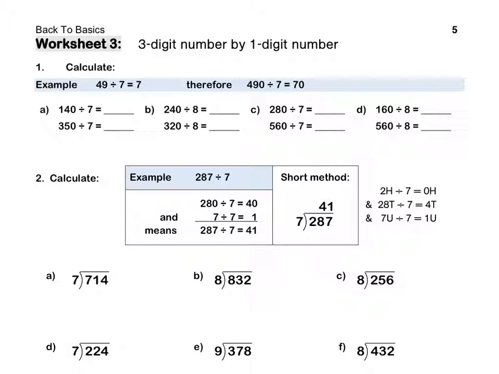Worksheet 3. 49 divided by 7 is 7. Therefore, 490 divided by 7 is 70. Let's look at this question. 24 divided by 8 is 3. Therefore, 240 divided by 8 is 30. Press pause to complete question 1.